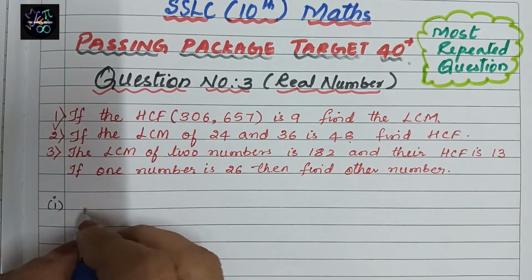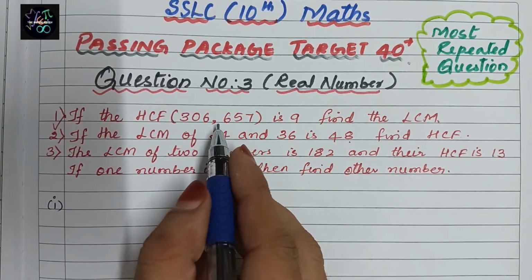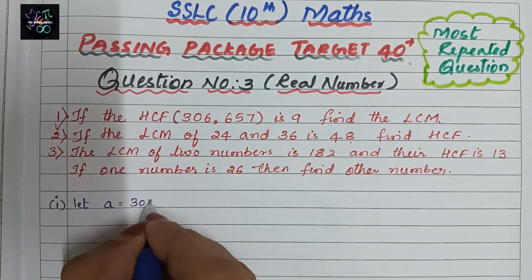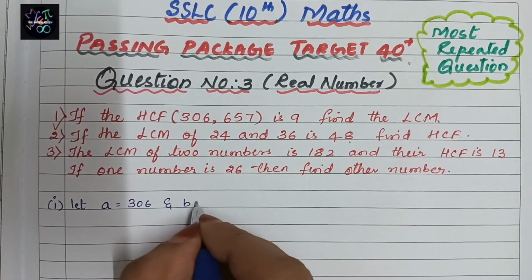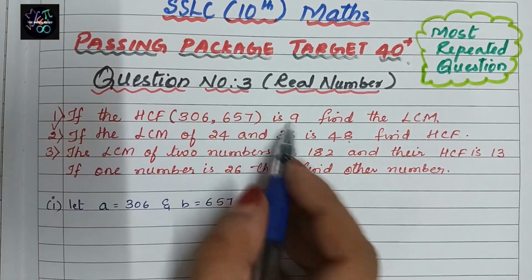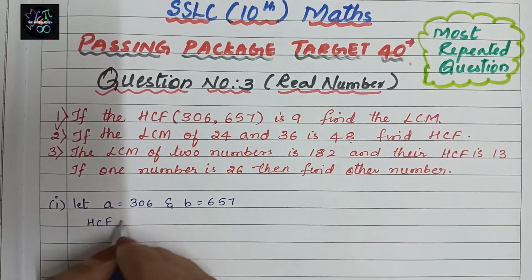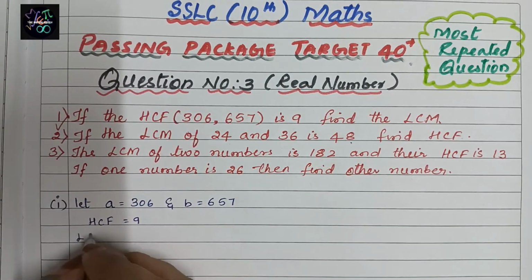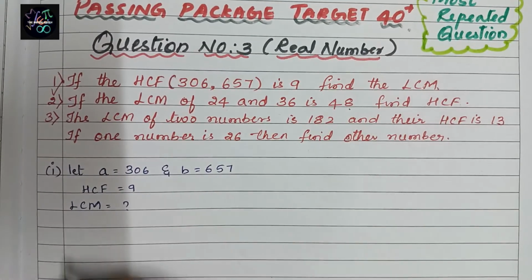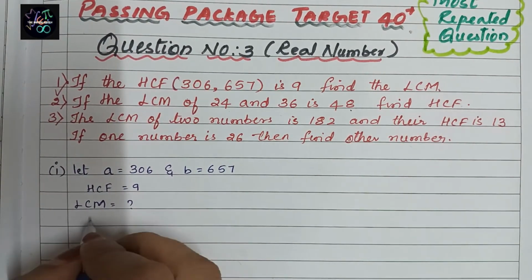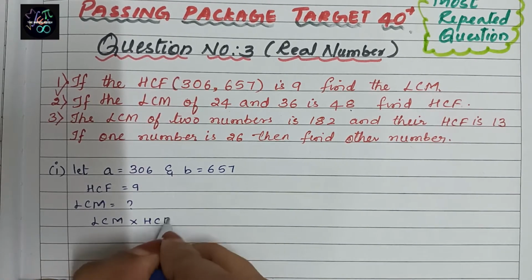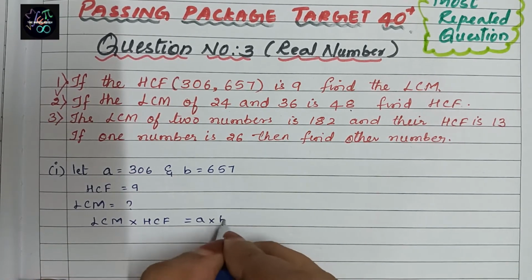They have given two numbers. Let the given two numbers be A and B. A is equal to 306 and B is equal to 657. HCF is 9. Find the LCM. Now we know the formula: HCF into LCM is equal to A into B.